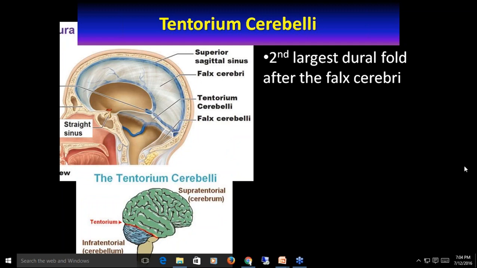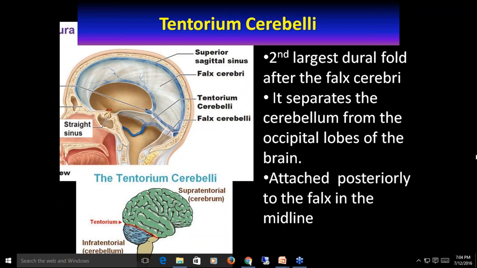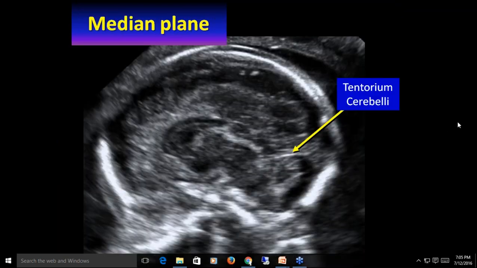The tentorium cerebelli is the second largest dura fold after the falx cerebri. It separates the cerebellum from the occipital lobes of the brain. Attached posteriorly to the falx in the midline, it encloses the transverse sinus. Here is an image of a median plane of the fetus showing the tentorium cerebelli. You can see the entire tentorium between the arrowheads and the posterior fossa below.